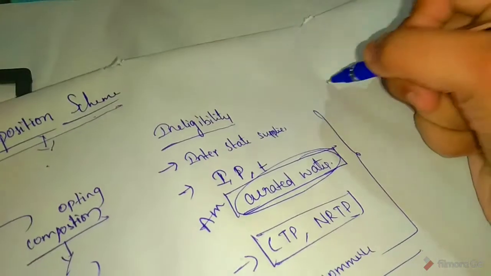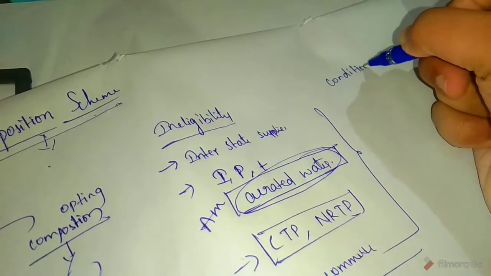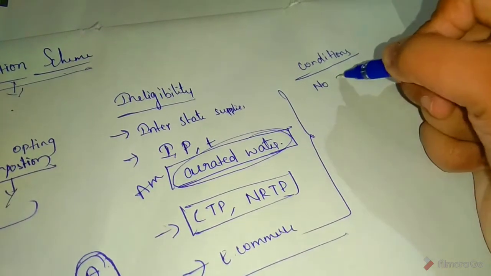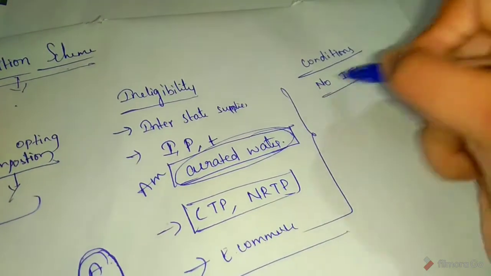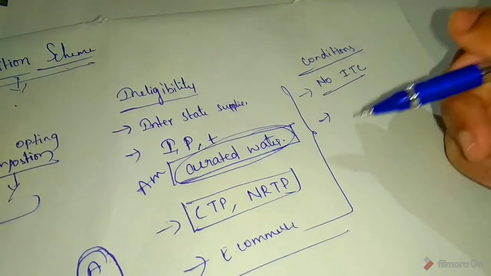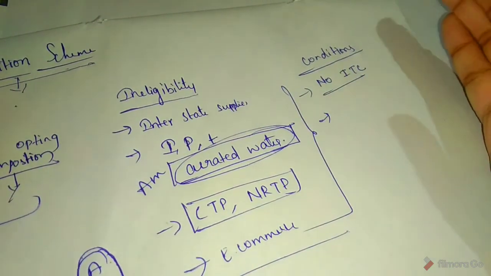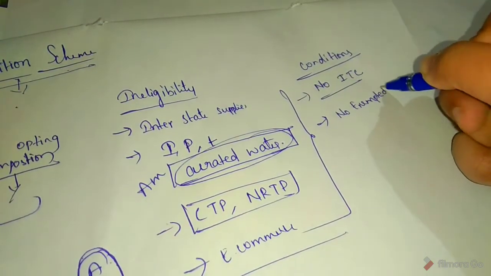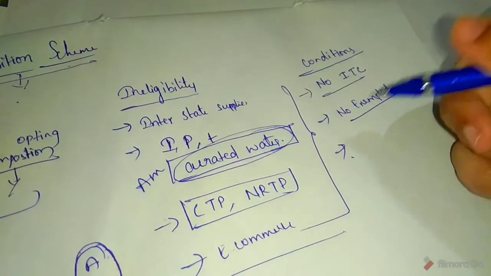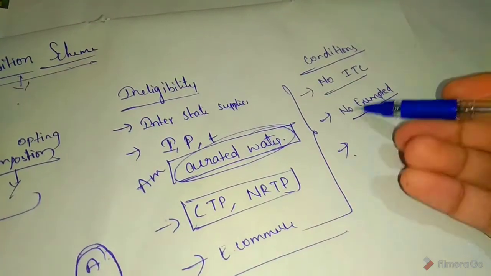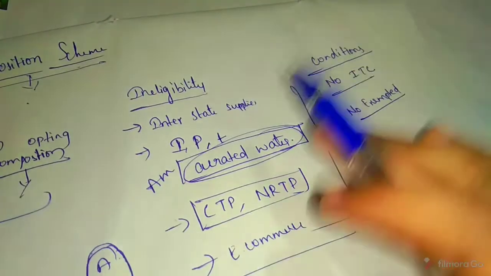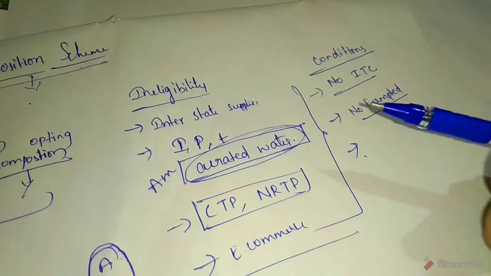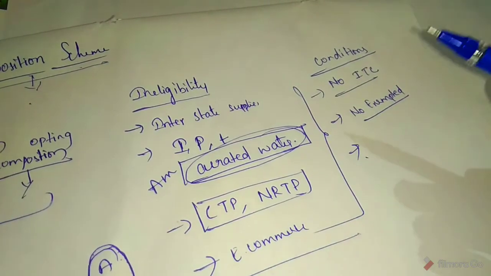Next, conditions for composition scheme. No ITC can be claimed. No exempted goods under the composition scheme. If the composition scheme is availed, it applies to all the registered persons having the same PAN. Penalty shall be imposed in case of irregular availment of composition scheme.